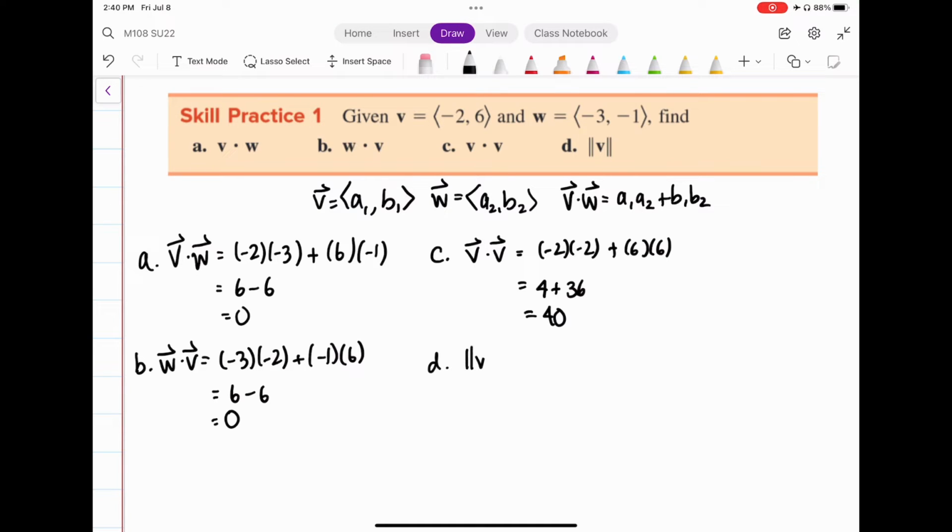Part D is the magnitude of vector v. That should be the square root of c. But we find the magnitude by taking the square root of the a component squared plus the b component squared.